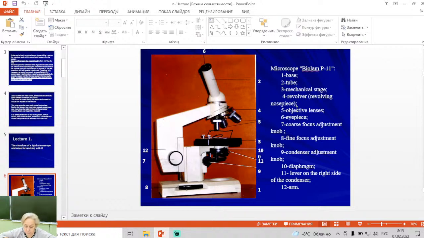The mechanical part of the microscope includes a base, number 1 on this picture, and a mechanical stage with a round hole in the middle, number 3. The object is placed on the stage. The light beam, which allows us to condense the objects, and transmitted light pass through the hole in the middle of the stage.